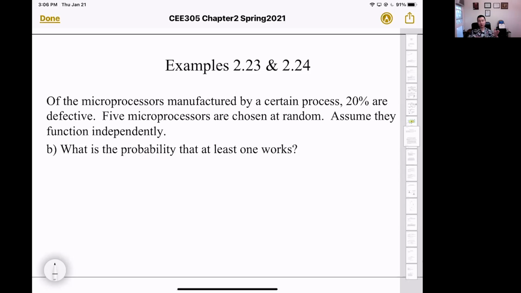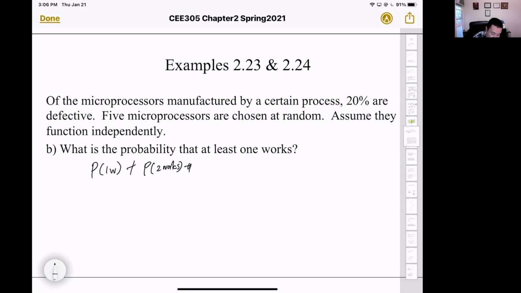So by intuition, you probably think, we should use the probability has 1 work, okay, and plus the probability like 2 works plus 3 works plus 4 work plus all 5 works. Okay? Or you can use a much simpler way. They say at least 1 work.